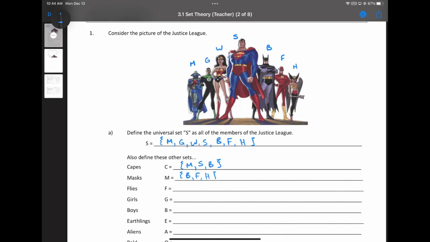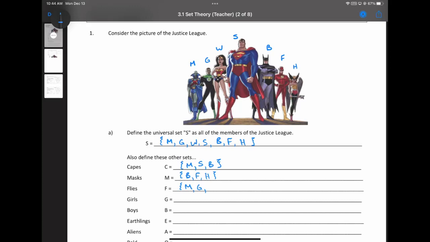Okay. Which one of these characters fly? Now, this is where some of you may not be familiar with all the characters. Martian Manhunter does in fact fly. Green Lantern does fly as part of his powers. I should point out, Green Lantern flies because the ring that he uses allows him to fly, just in case anyone wants to get in debates over these.